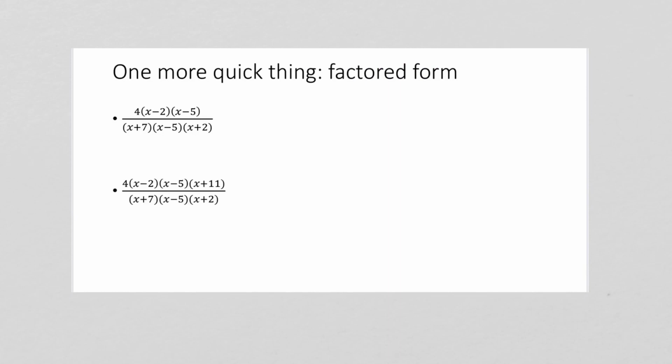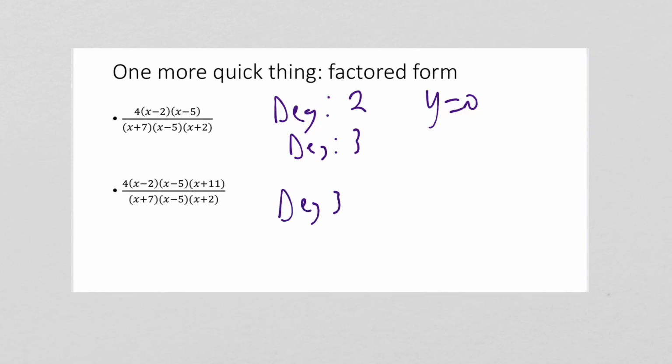So again, in factored form, you have to determine the degree by looking at the number of factors. So in this case, we have a degree 2 divided by a degree 3. So in this one, we would approach y equals 0 because the degree is bigger on bottom. But then in this one, we have a degree 3 because there's 3 factors over a degree 3, right? And so that's going to approach y equals 4.